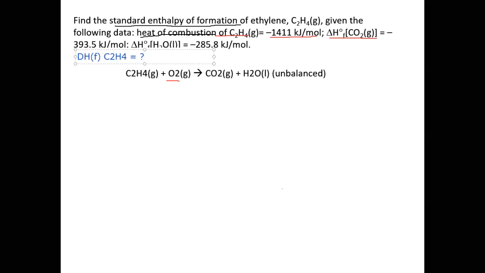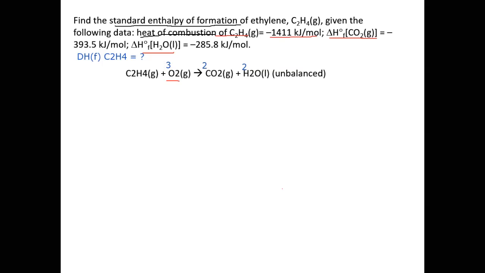Now we have an unbalanced equation, so we do need to balance it. So let's start balancing the equation. So we have 2 carbon, we need 2 carbon here. So we'll put a 2 in front of CO2. Now we have 4 hydrogen. We need a 2 in front of H2O. We have a total of 6 oxygen, so we need a 3 in front of O2. So 3 in front of O2, 2 in front of CO2 and H2O. Now the equation is balanced.